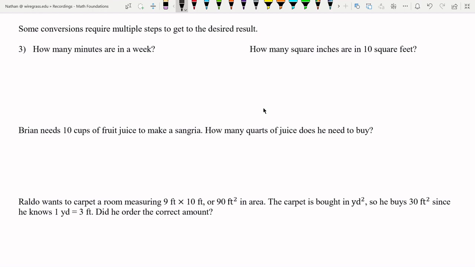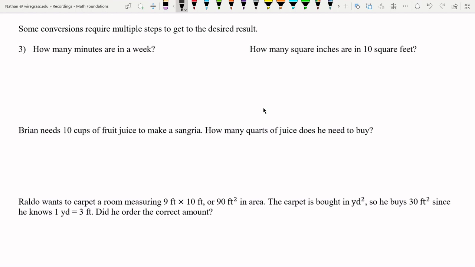So far, we've only been working with conversions that require only one step. There are many cases when conversions require multiple steps to get the desired unit. And the way we're going to do this is just string together the unity fractions that we're going to multiply. So for instance, how many minutes are in a week?